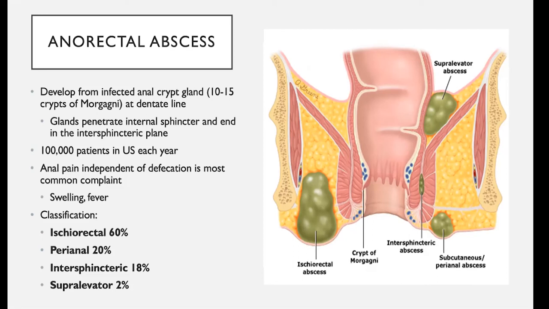Classification is based on the space that they occupy. So ischiorectal abscesses occur in the ischiorectal space, and they are the most common, accounting for about 60%. Perianal are more superficial, just right below the skin and in the subcutaneous space. That accounts for 20%. Intersphincteric accounts for about 18%. And then supralevator is above the levator ani muscle. That is the most rare and accounts for about 2%.